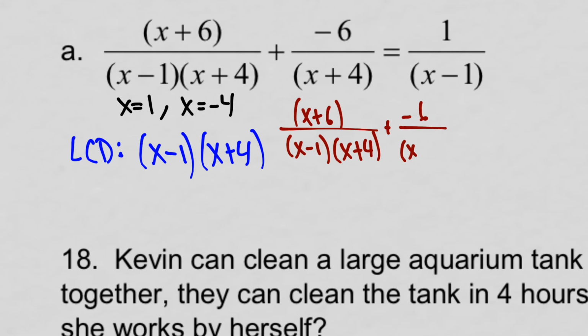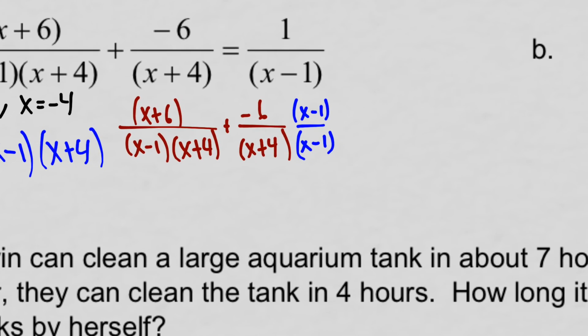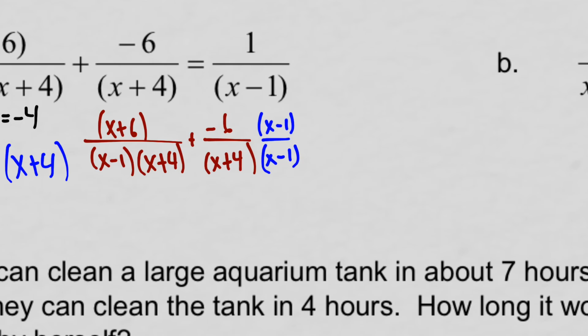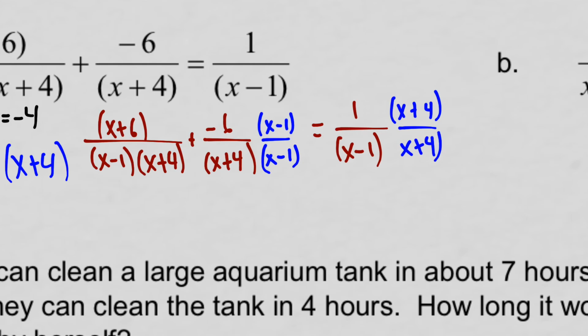The next one, the numerator is -6. The denominator is x plus 4. What is it missing in order to make it this denominator? It's missing the x minus 1, right? So I'm going to multiply it by x minus 1 over x minus 1. The final fraction over here on the other side is 1 over x minus 1. What is it missing for the other denominators? It's missing the x plus 4, right? So I need to multiply it by x plus 4 over x plus 4. And now they all will have the same denominator, x plus 4 times x minus 1.